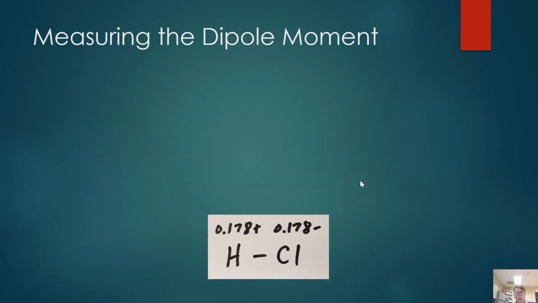Okay, so how do we measure the dipole moment? By the way, let me show you the answer because it pops up right there. So you can see that in hydrogen chloride, this is really not a big difference. It's not +1, -1. It's plus 0.178 and minus 0.178. So you can see that when we're talking about polar covalent bonds, we're not talking about the kind of charge differentiation that you get with an ionic bond. But how do we measure it?